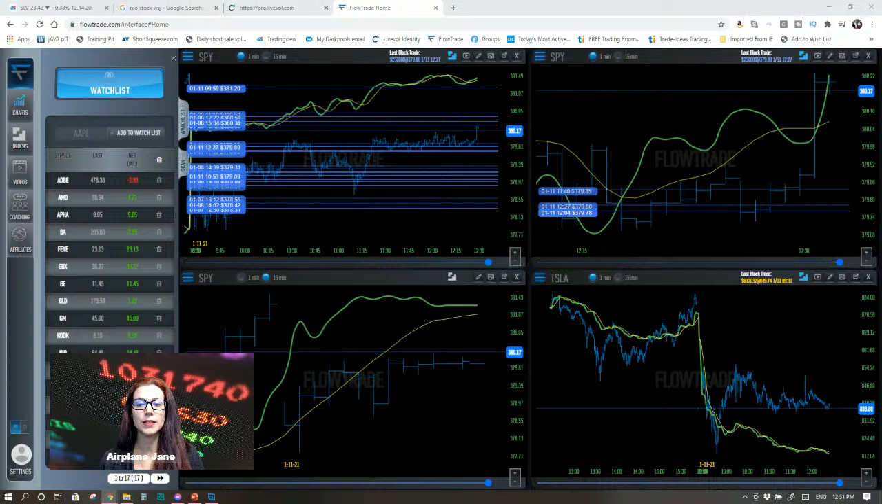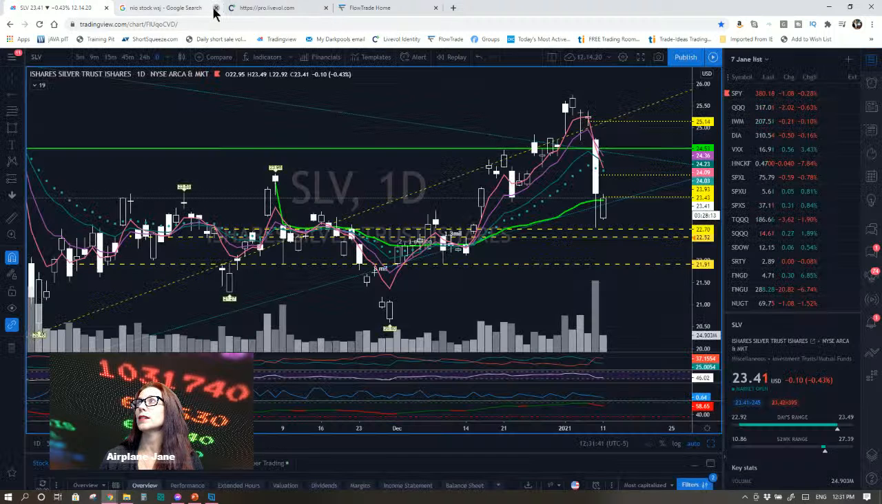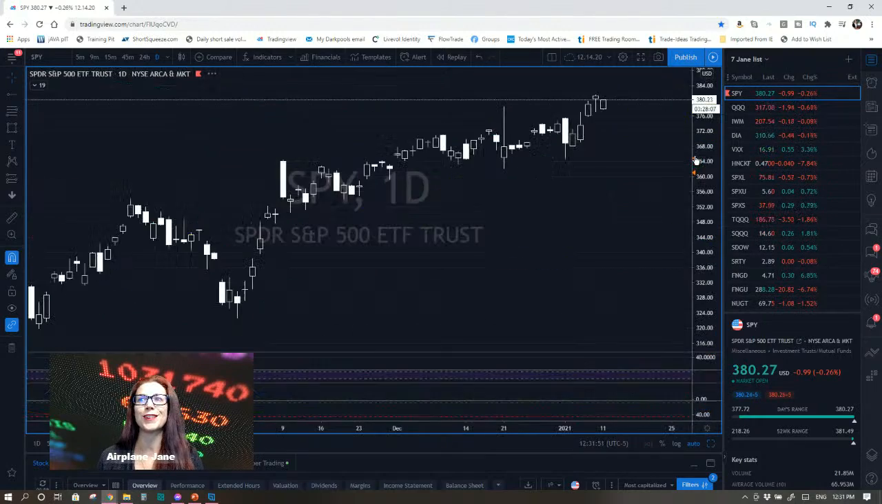Let me just check something over here. All right, so I'm going to exit this and come back over here to you guys. All right, so let's look at the SPY, everything. Oh, I might be running a little too much. Oops, I just closed down Flow Trade. Well, that's it. No more Flow Trade for the rest of the show.